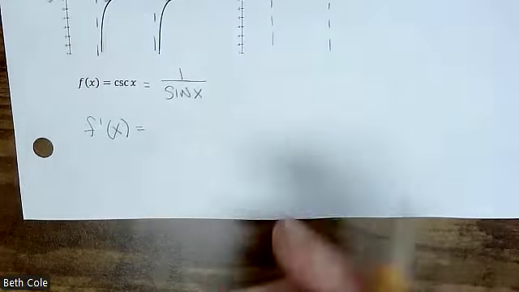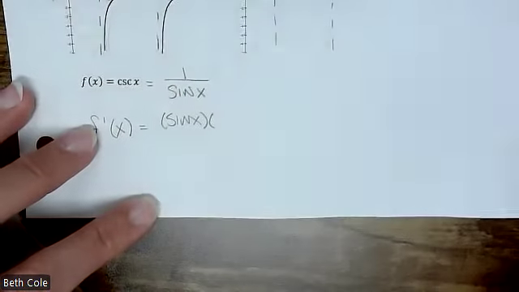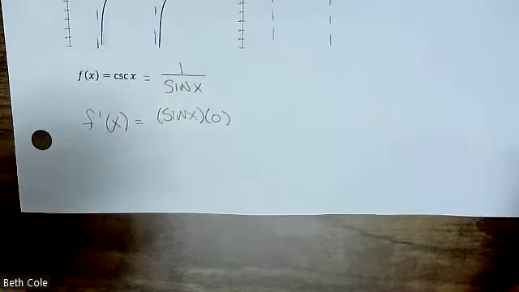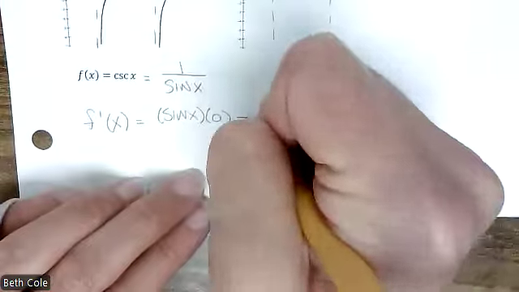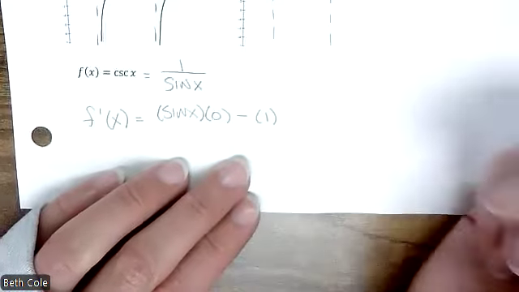All right, so how does quotient rule start? All right, denominator, good. Now, derivative of the numerator. Derivative of just plain 1 is 0. Minus what comes next.